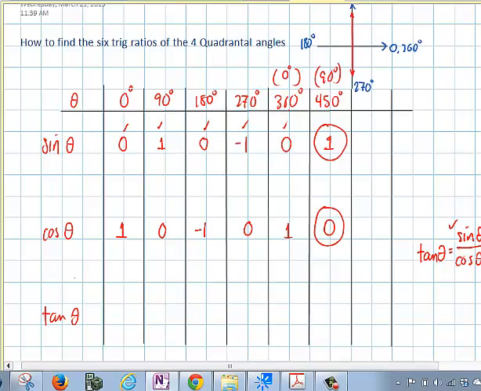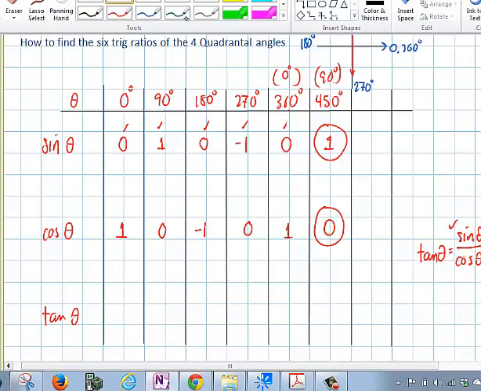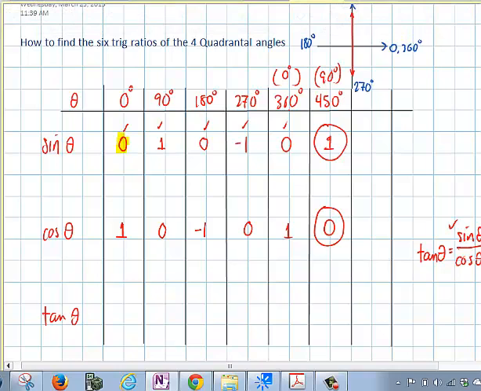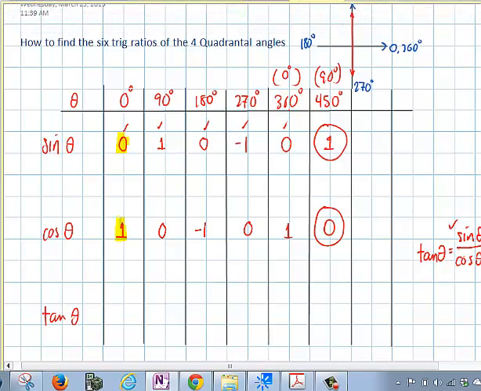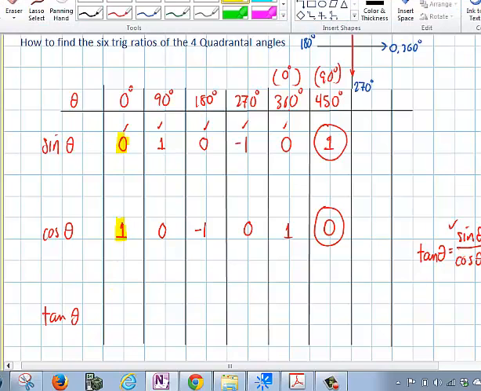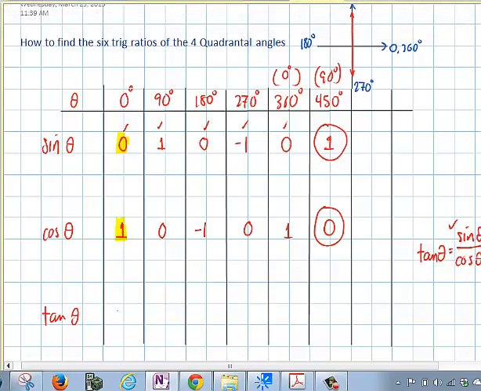So if you take the tangent of 0, you're basically taking the 0 value for sine, and you're dividing it by the 1 value for cosine, and 0 divided by 1 is 0 over 1, which would be 0. So the tangent ratio is 0, and then in the next spot, you're taking 1 and you're dividing by 0. And anytime you divide by 0, you get an error, a domain error. So we're going to write undefined.